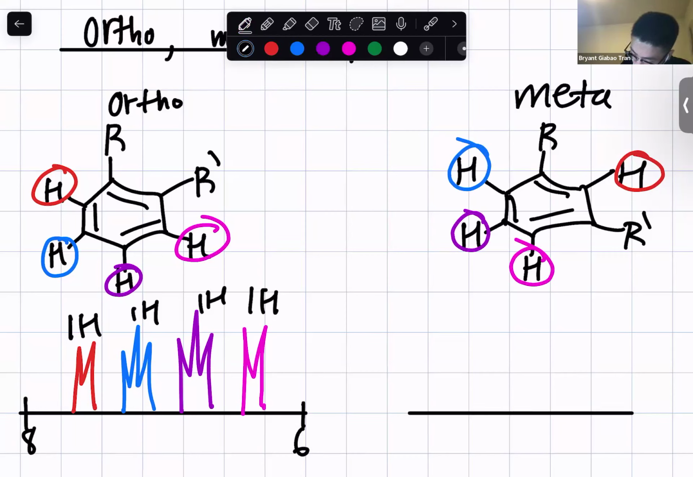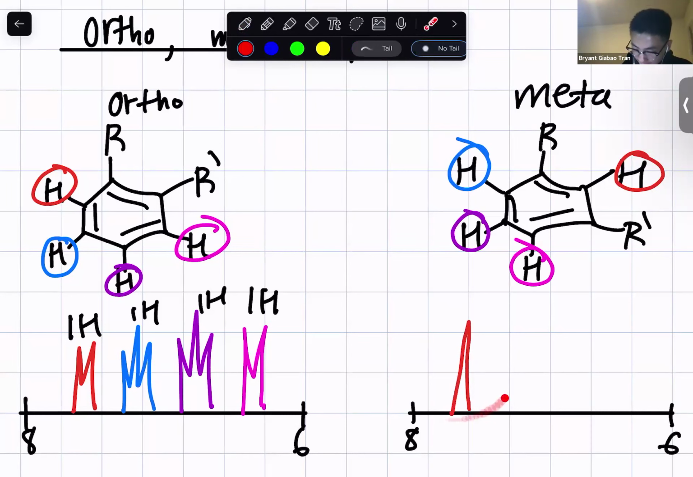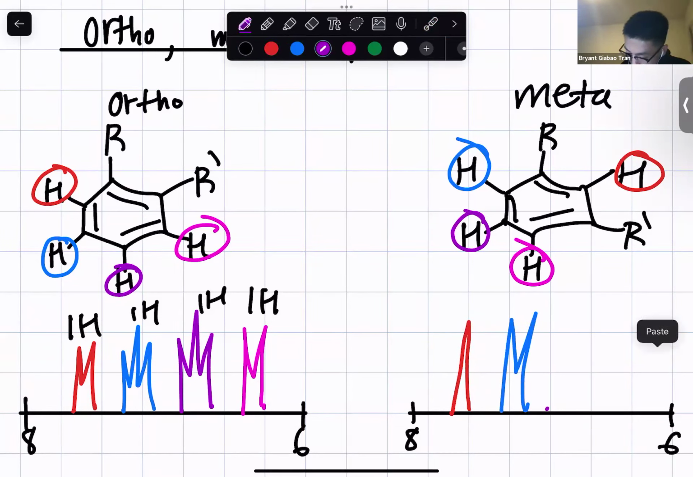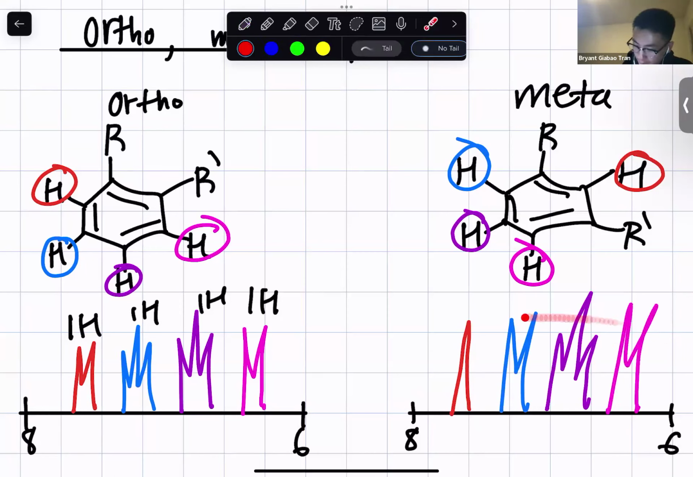So the pattern that you will see for meta benzenes would be that this red hydrogen here has no neighbors, 0 neighbors. So that is going to be a singlet because 0 plus 1 is 1. This is the distinguishable feature about the meta position between 6 to 8. If you see a singlet peak between 6 to 8, then that's most likely a meta benzene ring. The blue is a doublet, purple is a triplet, pink is a doublet.